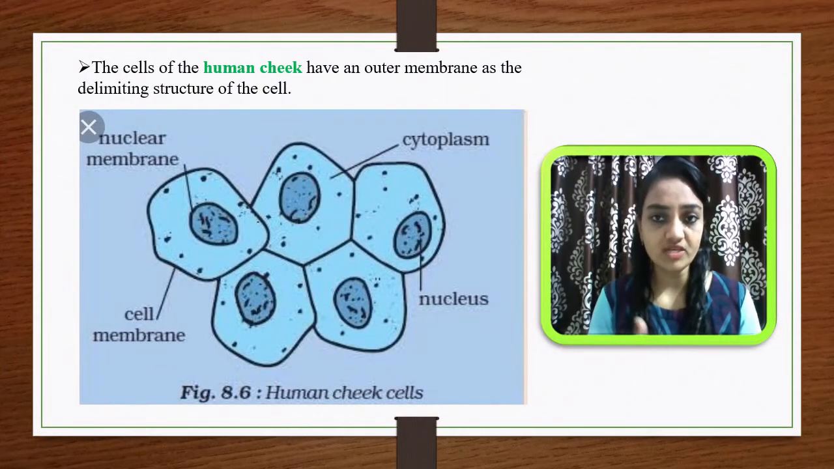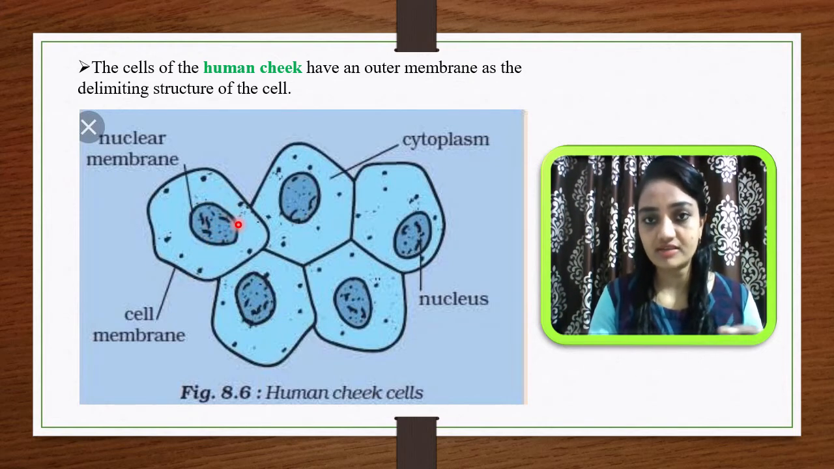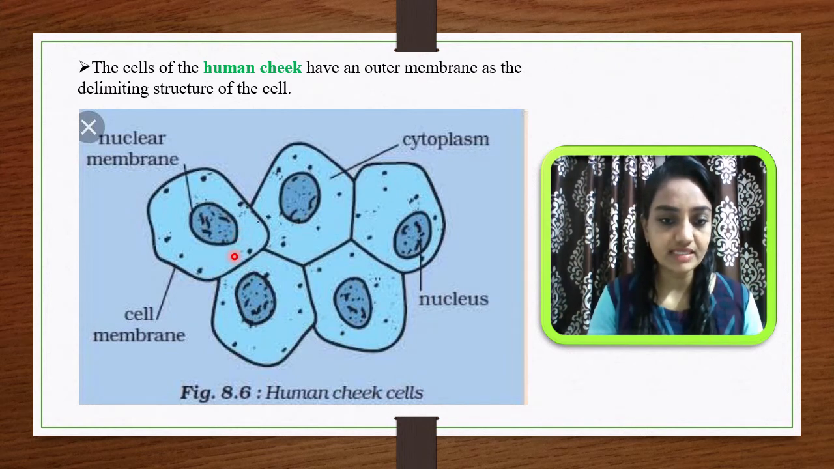Whenever you observe a human cheek cell under the microscope, you will observe this diagram. Clearly, in the center you will observe a nucleus. Surrounding it you cannot see a cell wall as in the onion cell, but you will see a cell membrane surrounding the cell. Surrounding the nucleus there is cytoplasm. The cells of the human cheek have an outer membrane.